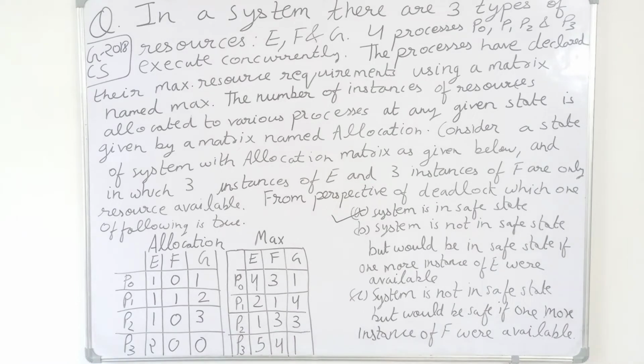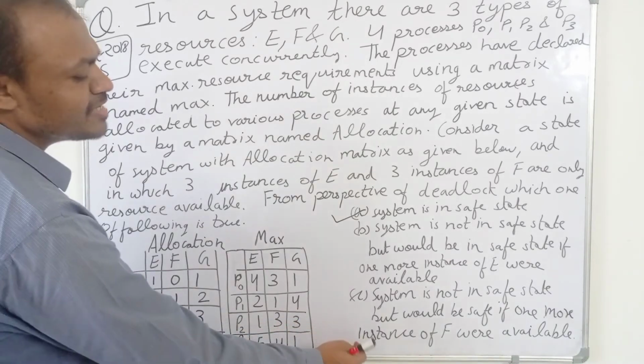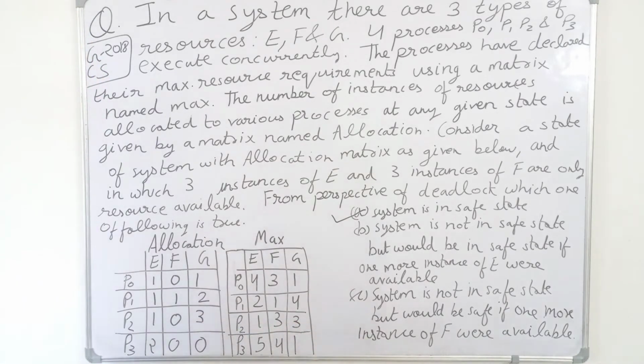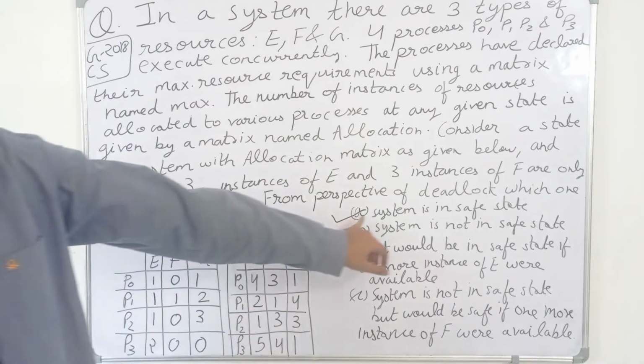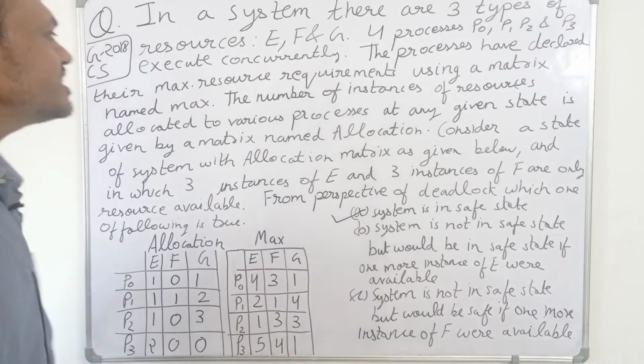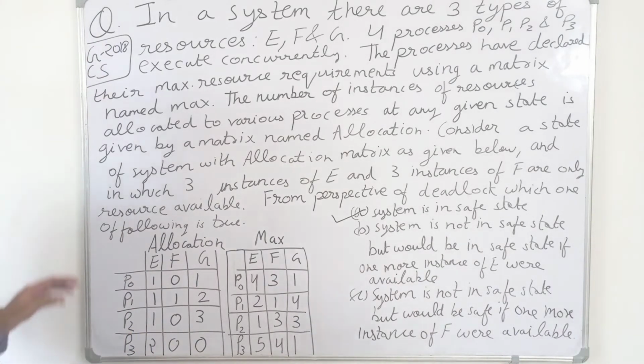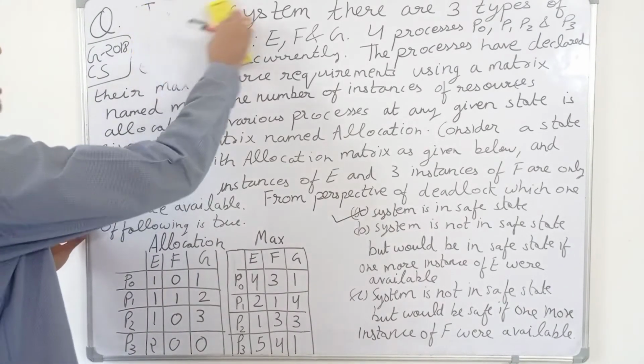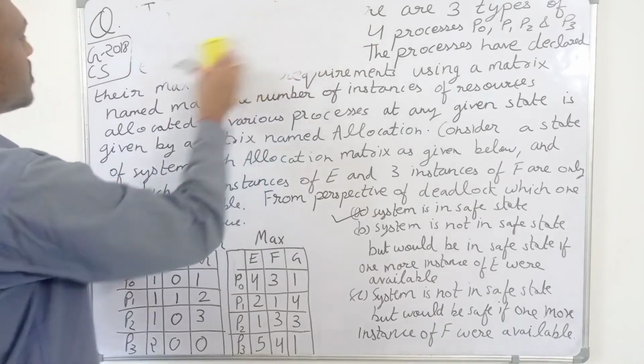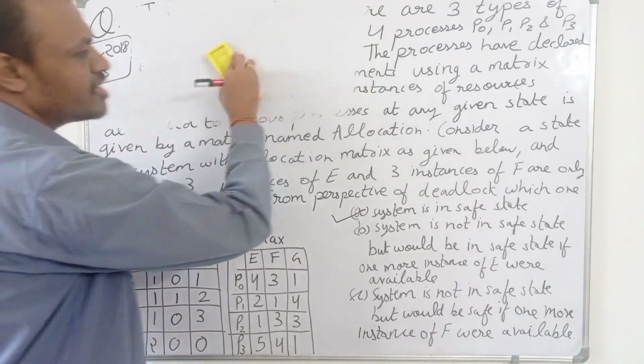So we will prove this now. Because there was no space here, I have not written option D, but it was not required also because the correct option is option A, the system is in safe state. So we will prove how this system is in safe state. I am removing this because there is no requirement, as we have now understood the question.